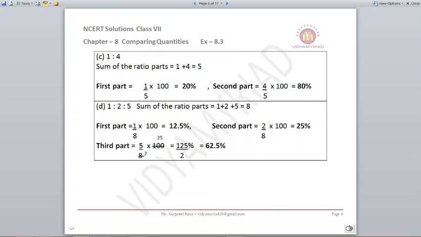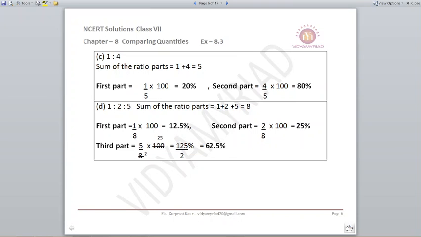C part, 1:4. So how many total parts? 1 plus 4, which is equal to 5. So first part will be 1 upon 5. So in the denominator, we will write the total number of parts like we used to do in the fractions. So 1 upon 5 multiplied by 100 gives you 20%. Second part is 4 upon 5 multiplied by 100, which is 80%. So 20% plus 80% total gives us 100%.